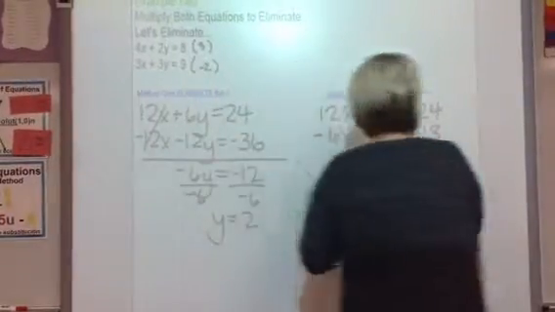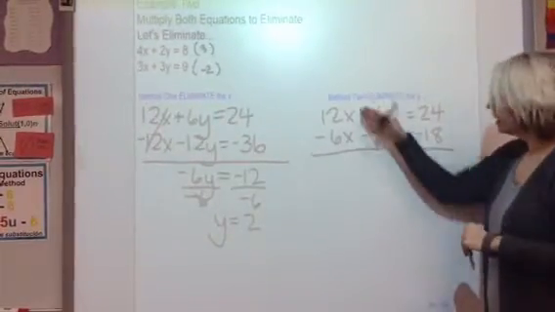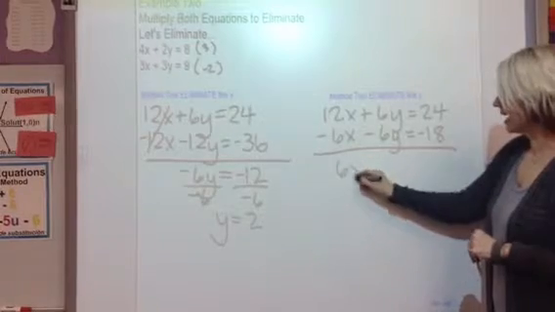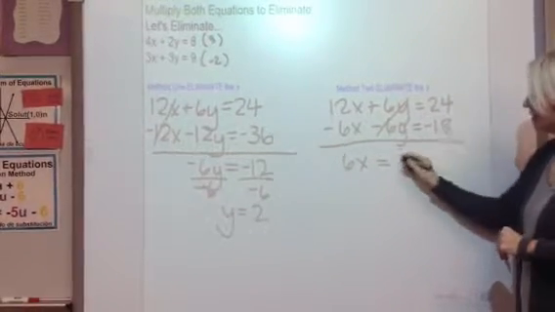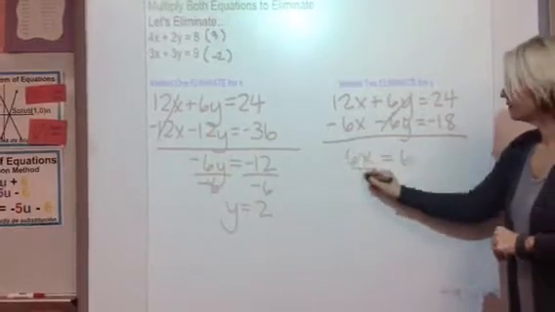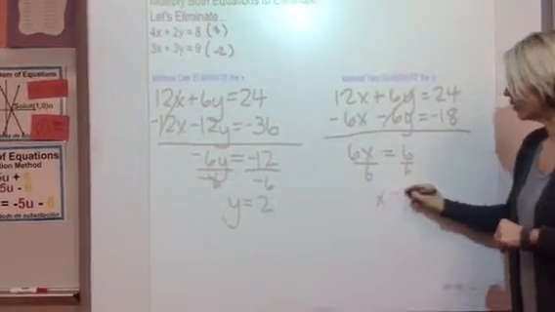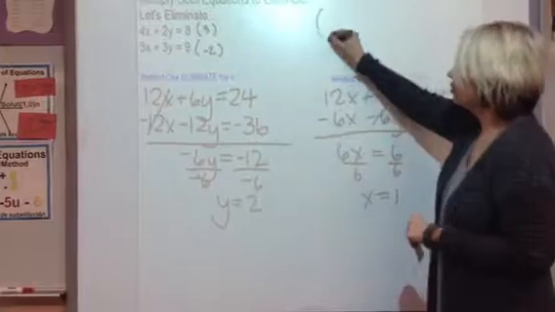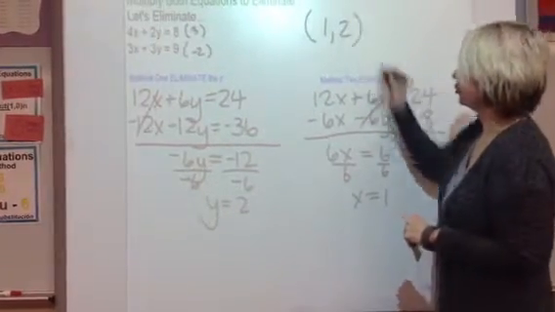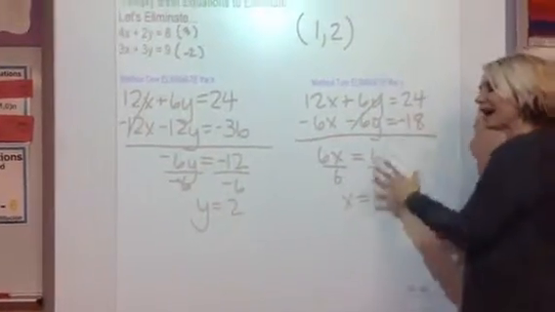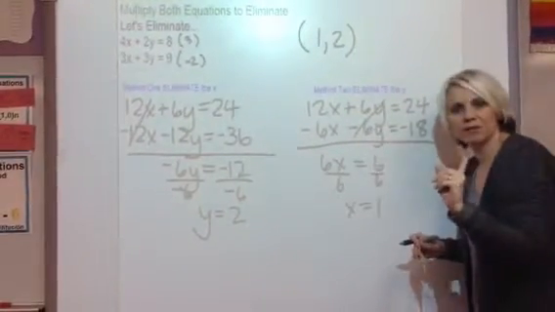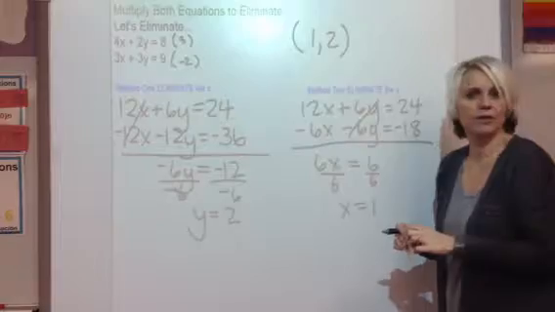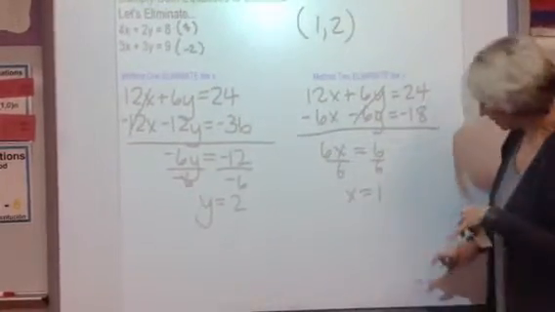To find what x would be, I'm going to add. 12x minus 6x is 6x, these y's are gone, is equal to 24 minus 18, which is 6. I divide by 6, and I get 1. So my solution is 1, 2. Now, like I said, you don't have to do both of these. Just eliminate one variable, and then you can use substitution to find the other. So you try the example in your notes.